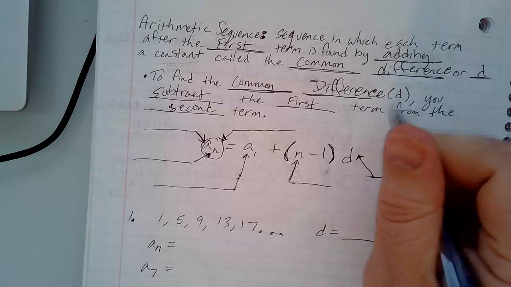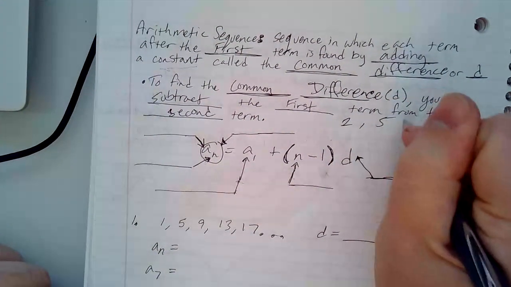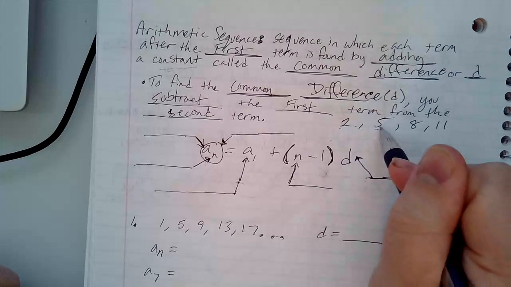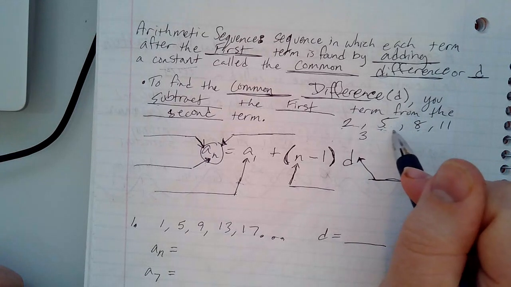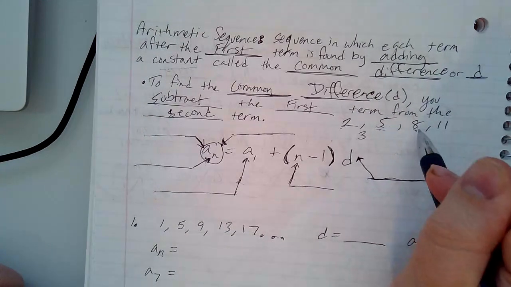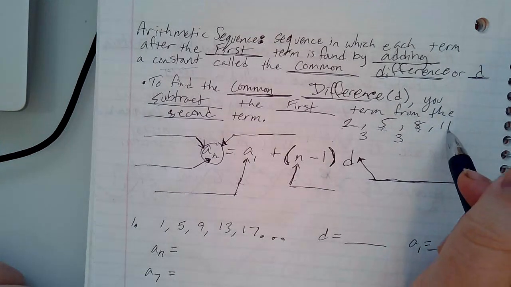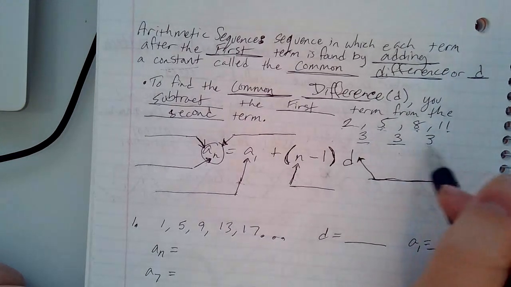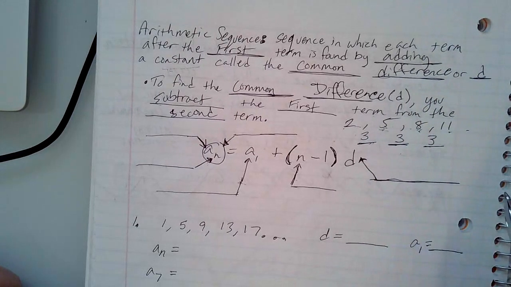I'm going to rewrite that last sequence. It was 2, 5, 8, 11. We took the first term and subtracted it from the second term to find a difference of 3. We took the second term and subtracted it from the third term, so 8 minus 5 gives us a difference of 3, and we subtracted the third term from the fourth term to get a difference of 3 again. So our common difference was the same across each line.